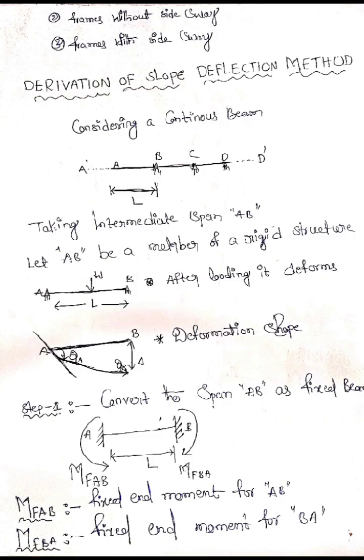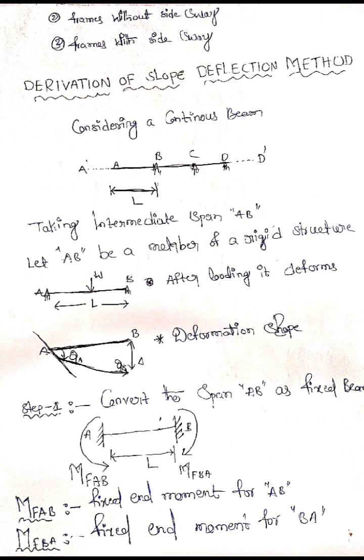Coming to the derivation of the slope deflection equation, first we'll consider a continuous beam of spans A, B, C, D which is simply supported. From this we'll take a span AB of length L. Taking the intermediate span AB, let AB be a member of a rigid structure with a point load. After loading it deforms. Here we assume some settlement at B, and at A, due to the bending, there is some clockwise rotation theta A, and there is delta settlement, and at B let the slope be theta B.